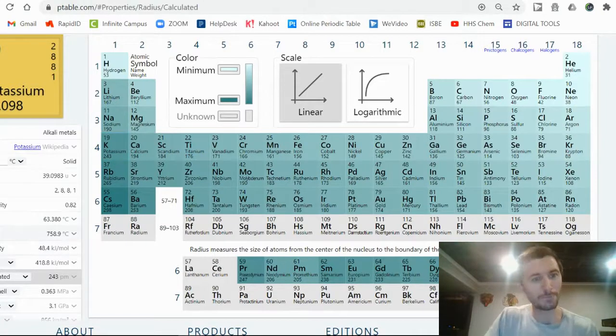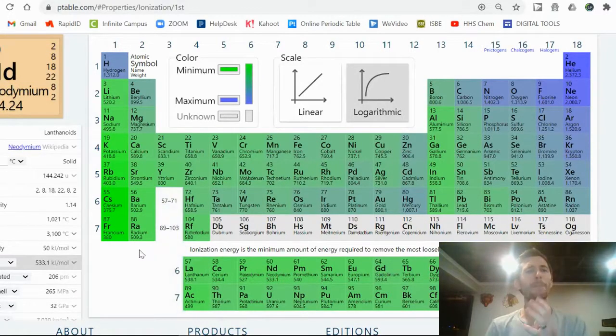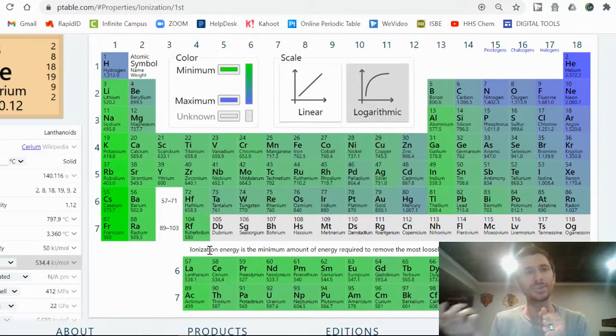Next one I want to look at is ionization energy, which, I call it, is similar to how easy it is to take candy from a baby. You can think of it that way. Maybe, I don't know. Not taking something from somebody. If someone is holding on to something really tightly, it's hard to take it away.